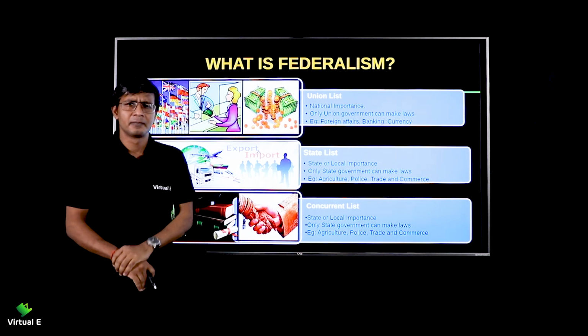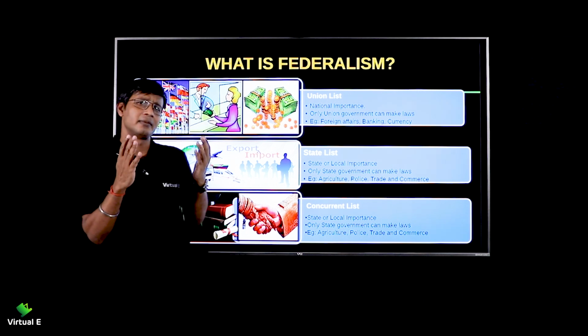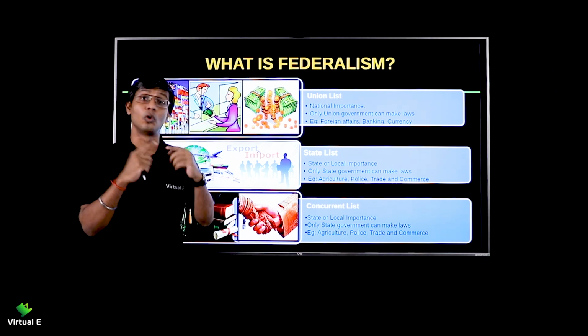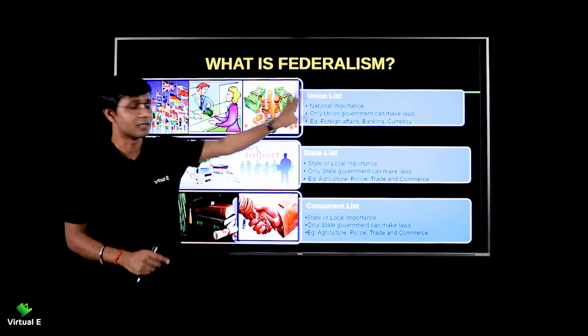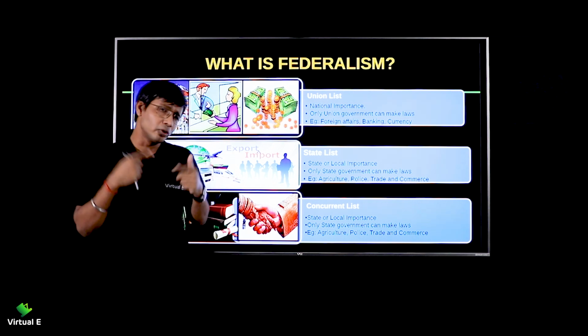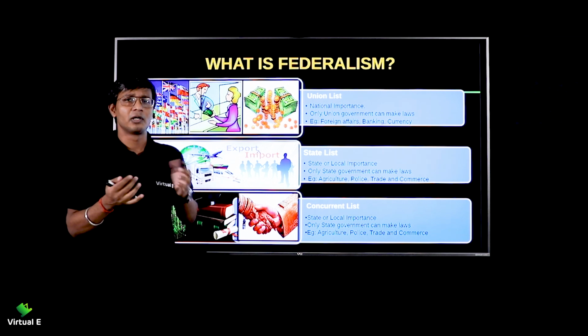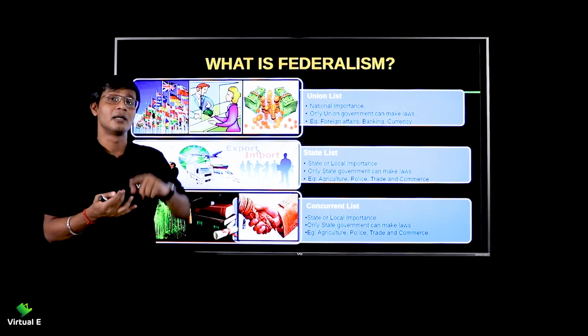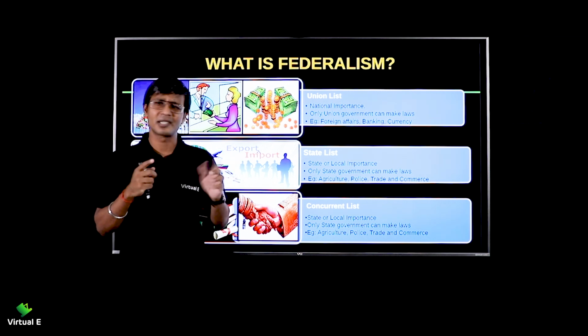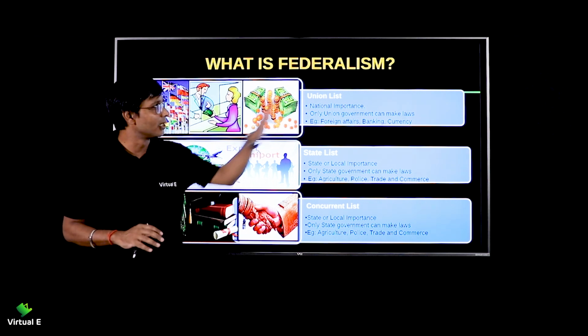Union list. As the word says, union, it is the center. Anything which is utmost important for the whole country is in this list. And who is going to take the decision? The central government. Defense, banks, external affairs, trade, commerce, everything is under the union list.